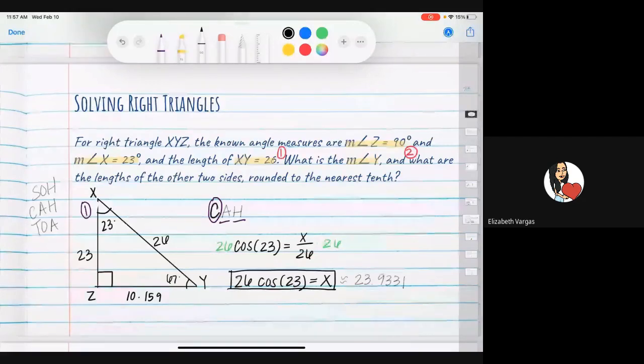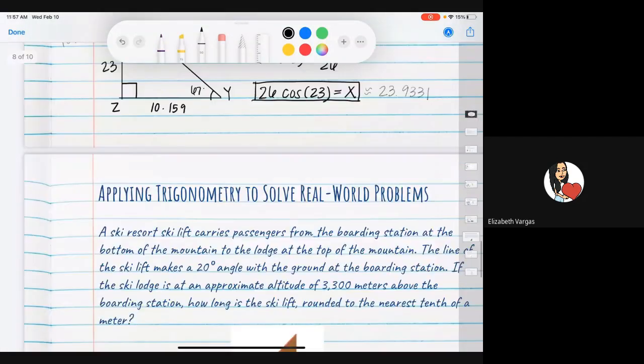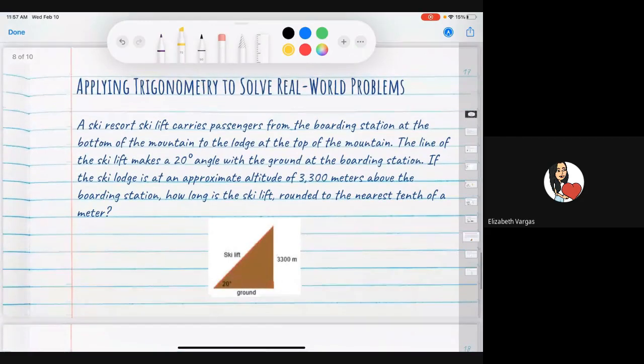So let's look at one more example. This one says a ski resort ski lift carries passengers from the boarding station at the bottom of the mountain to the lodge at the top of the mountain. The line of the ski lift makes a 20-degree angle, which we see represented here, with the ground at the boarding station. If the ski lodge is at an approximate altitude of 3,300 meters, which we see here, above the boarding station, how long is the ski lift to the nearest tenth of a meter?